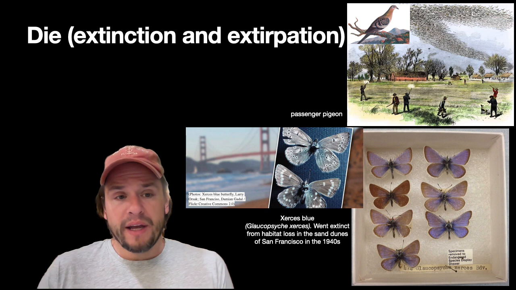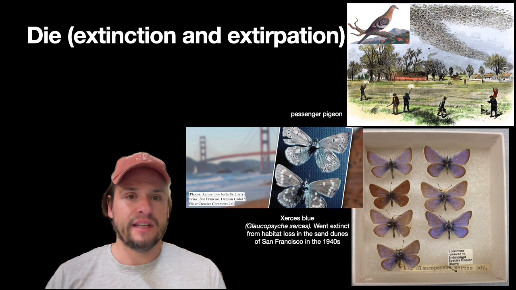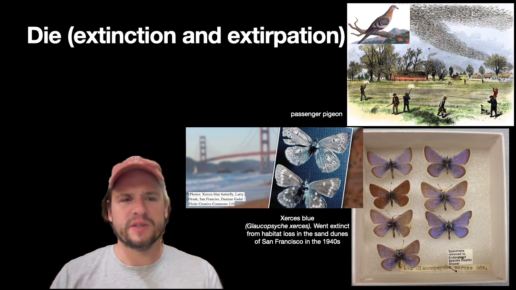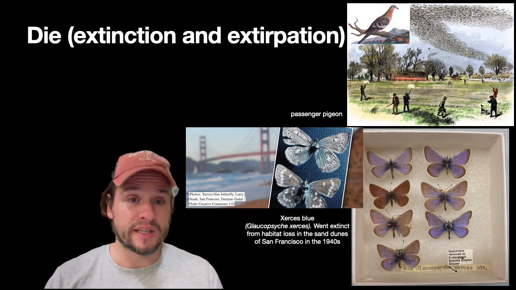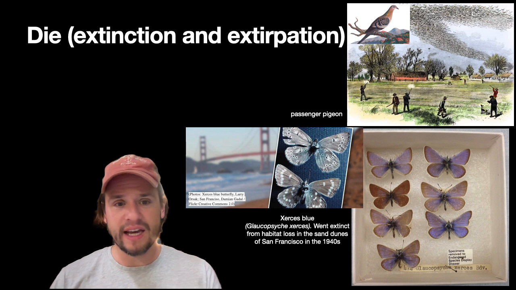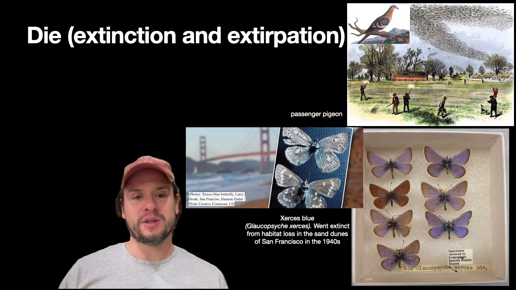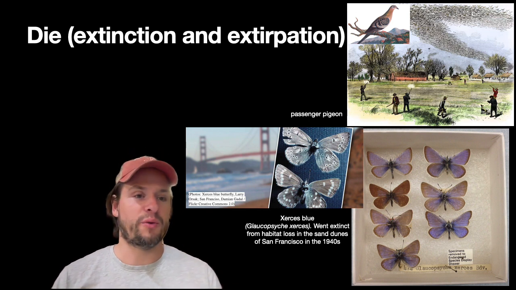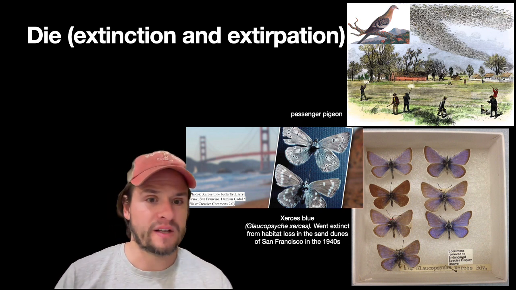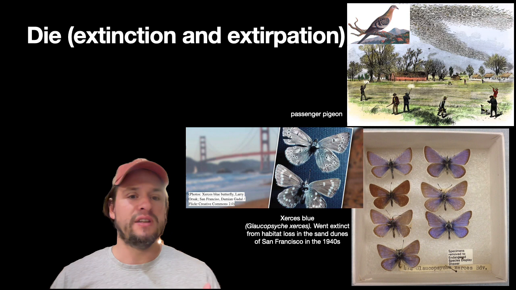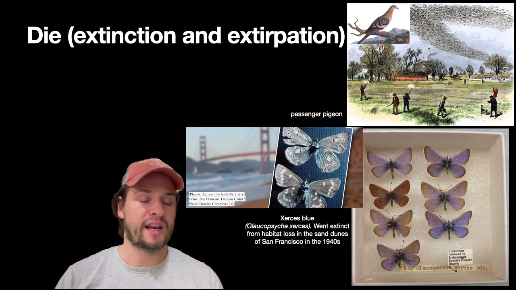And of course, species might also just go extinct. And there are several examples of this from insects. So obviously one of the famous examples from vertebrates is the passenger pigeon. It was largely hunted to extinction. But within insects, the Xerces blue is one of the canonical examples, and actually the Xerces Society for Insect Conservation was named after the Xerces blue species of Lycaenid that lived in the sand dunes in San Francisco and went extinct due to habitat loss in the 1940s.